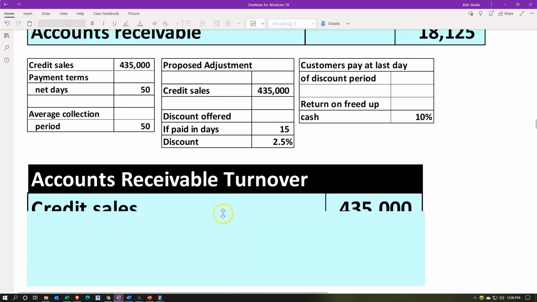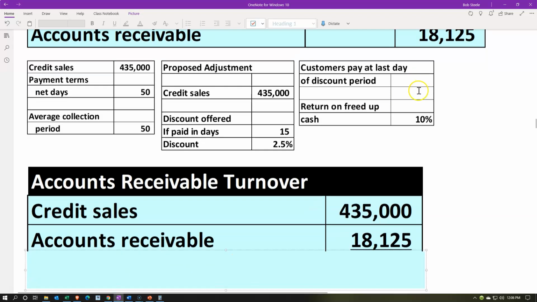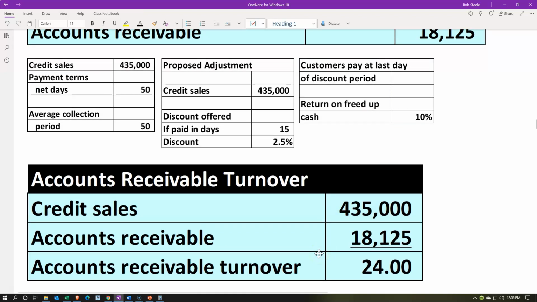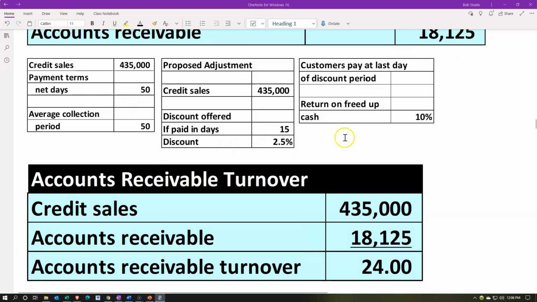So the accounts receivable turnover, we've got the credit sales are going to be the 435, and then we have the average receivables we just calculated here. If we divide that out, then we get about 24, or looks like exactly 24. So we've got the 435,000 divided by 18,125 is going to give us 24. So we have a huge increase in our receivable turnover, which means we're collecting faster on our receivables. That's really good. If we compare that to industry standards, we're going to say, wow, that's great.